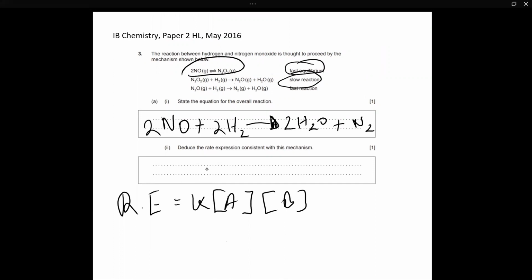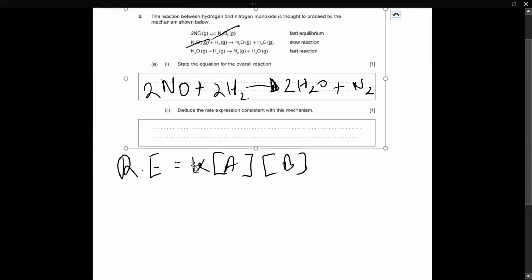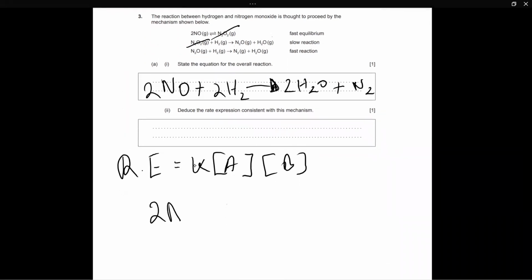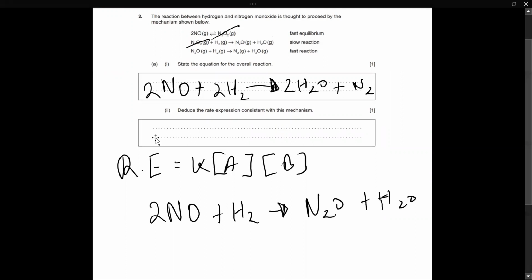So you need to combine these two equations, and you combine them by exactly how I showed you earlier. You cancel out the intermediates, you cancel out the substances that are being produced and that are being used. So you cancel out N2O2. There's nothing else to cancel. So the overall reaction is just going to be 2NO plus H2 gives us N2O plus H2O. This is the reaction that is going to help us create our rate expression.